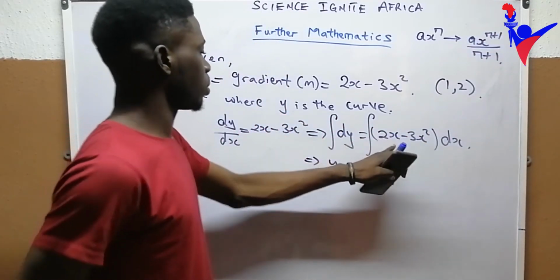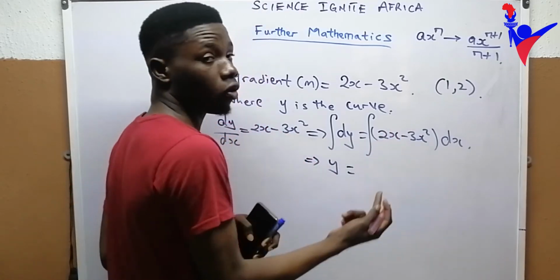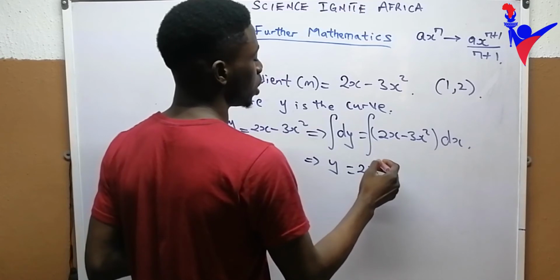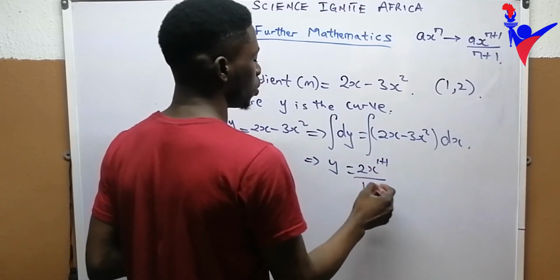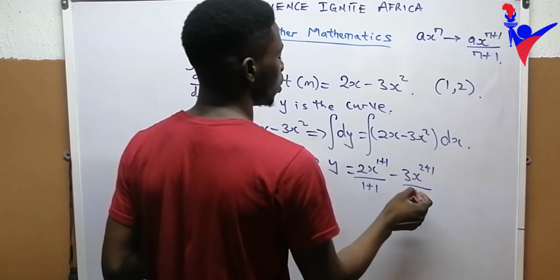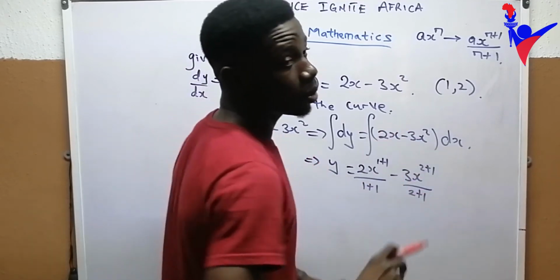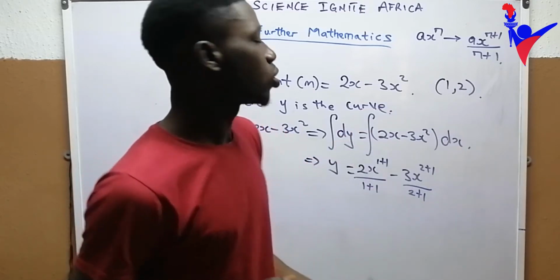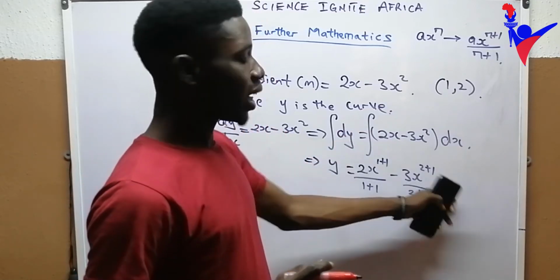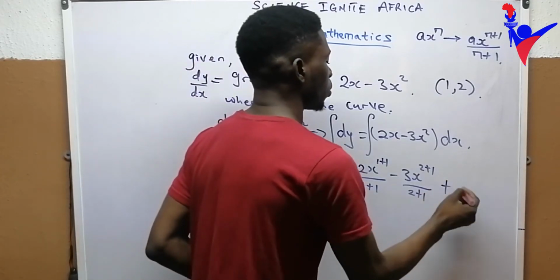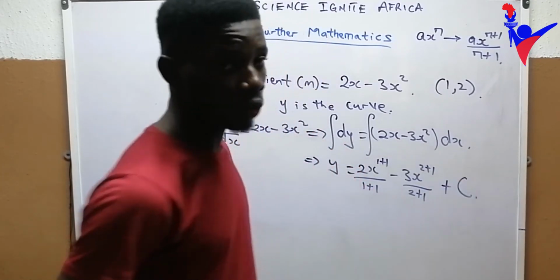So let's do the same thing for this. We have the power of 1 here. So we have 2x raised to the power 1 plus 1 over 1 plus 1, minus 3x raised to the power 2 plus 1 over 2 plus 1. And there's something we do when we're integrating. This is an indefinite integral, so we will add a constant of integration. That's plus c, which is the constant of integration.